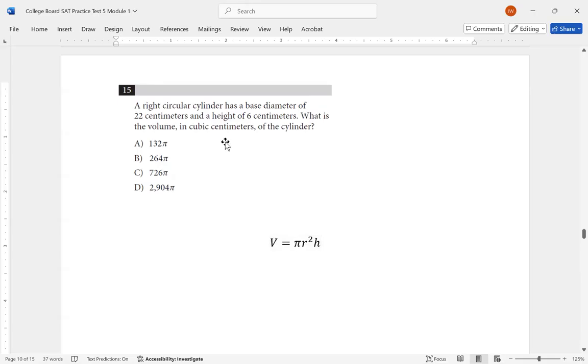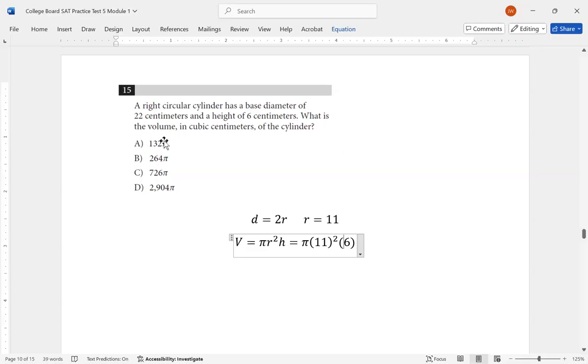Now, in this, read very carefully. It says the right circular cylinder has a base diameter of 22 centimeters. And the diameter is twice the radius. So if the diameter is 22, that means the radius is half of that, which is 11. So that's what I'm going to plug into my formula here. I'm going to plug in pi times 11 squared, and then multiply that by the height, which is 6.